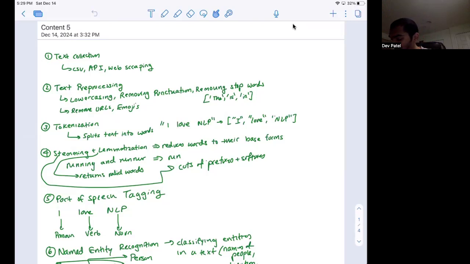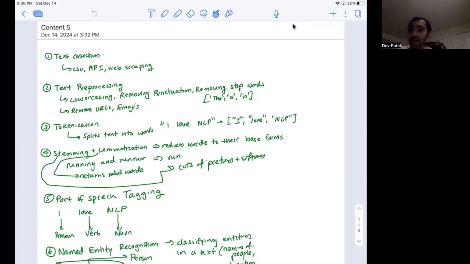Fourth is stemming or lemmatization. This reduces words to their base form. So there might be many different words that have the same base, and we want to make sure that the meaning is the same across all of those words. For example, if you have runner, run, running, run a marathon, we want to make sure that the base root, which is run, is captured in all of those words.